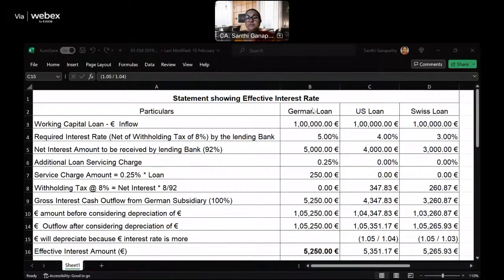What is the working capital loan? That is the euro inflow. Required interest rate. This is net of withholding tax of 8% by the lending bank. So net interest amount to be received by the lending bank. This much they should get. Then additional loan servicing charge. What is the amount? This is applicable only for the German loan. Now withholding tax, how much? So gross interest cash outflow from the German subsidiary.